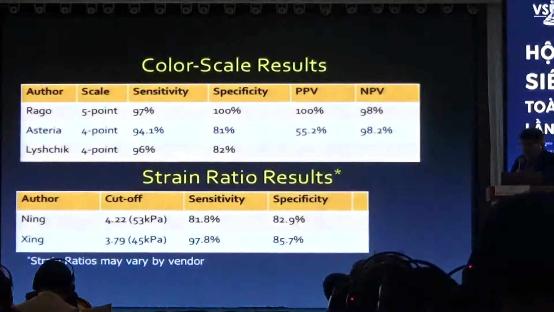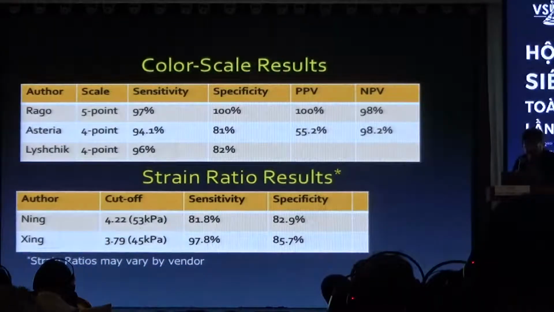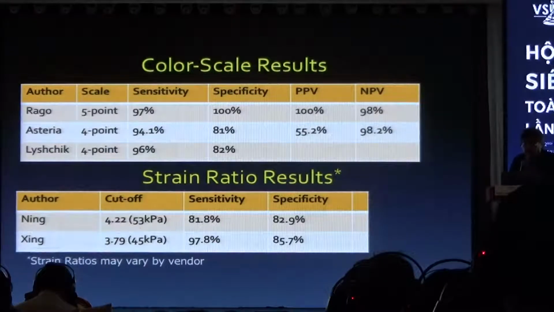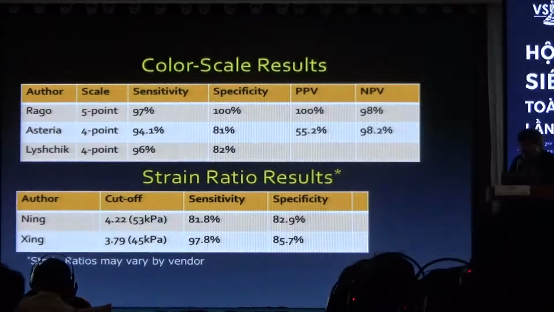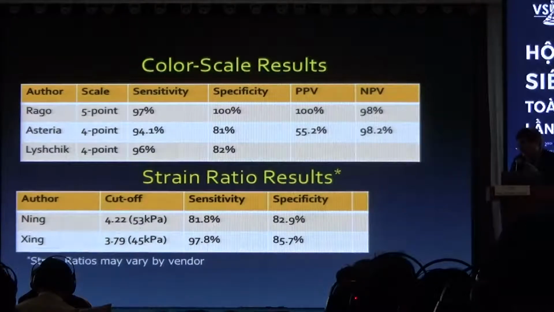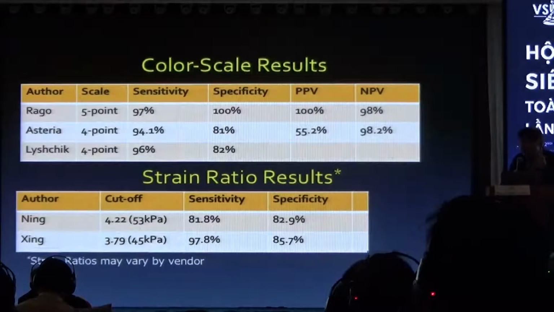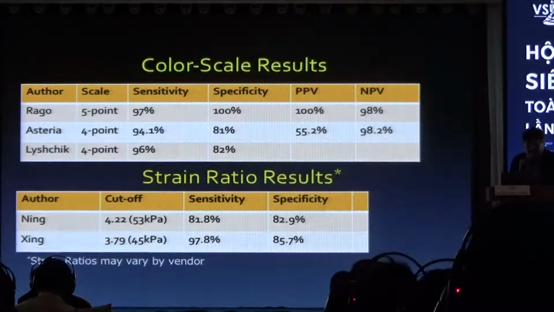Again, if we look at the literature, these are from different papers. You can see that we've got sensitivities in the high 90% and specificities in the 80 to 100%, but I will tell you that there are a lot of papers that say that this is worthless also. So if you look at the literature, it varies greatly from being a very good test to a very bad test. And again, that goes to the technique is very critical.